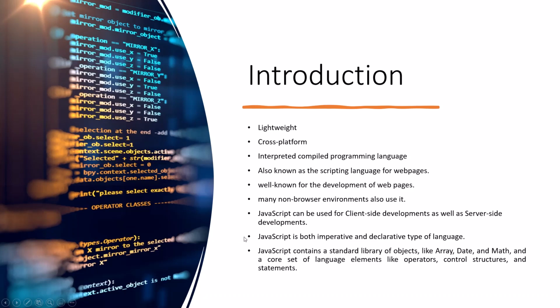Also, JavaScript is both an imperative and declarative type of language. So what is this imperative and declarative? We will see in our next videos. JavaScript contains a standard library of objects like arrays, date and math, and a core set of language elements like operators, control structures and statements. So this is a very basic introduction to JavaScript.